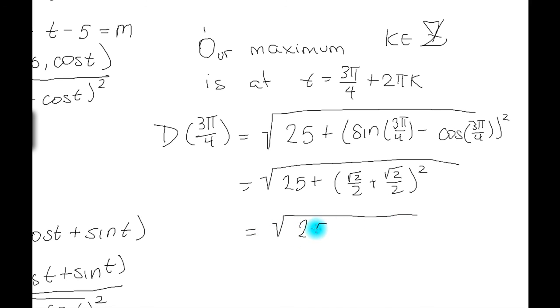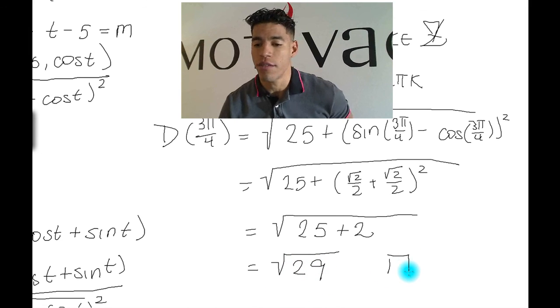So we have 25 plus square root of 2 over 2 plus square root of 2 over 2, which is 2 times square root of 2 over 2. So the 2 cancels. So we have square root of 2 squared, which is just 2. So in the end, we just have the square root of 29, which is our answer.